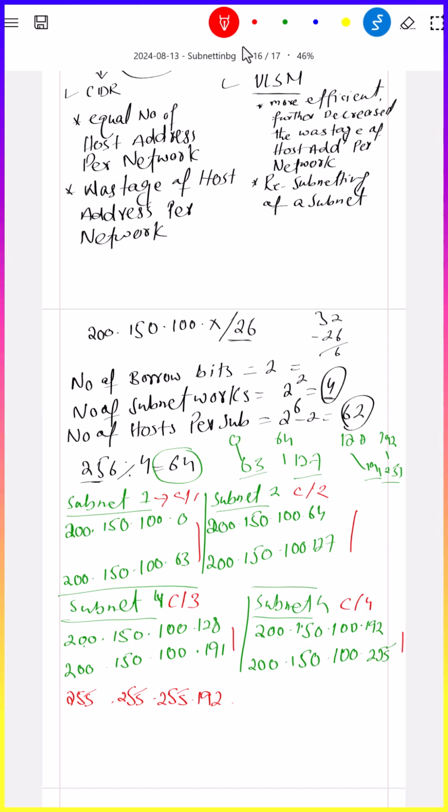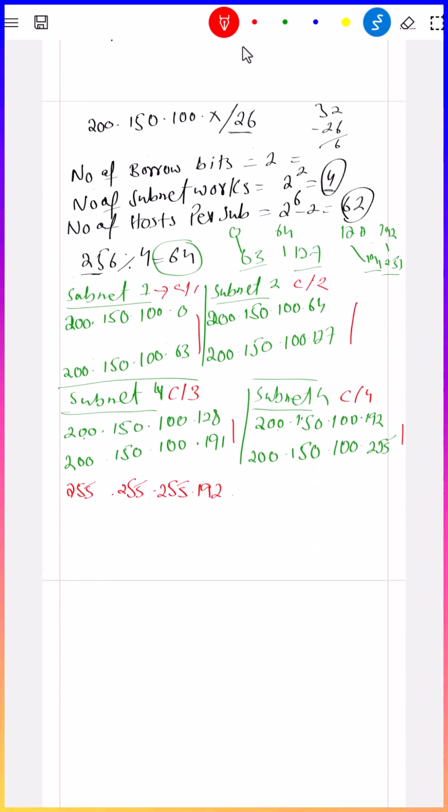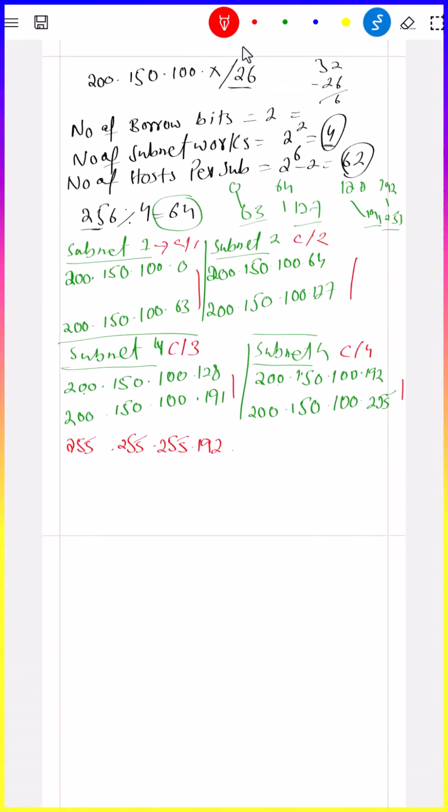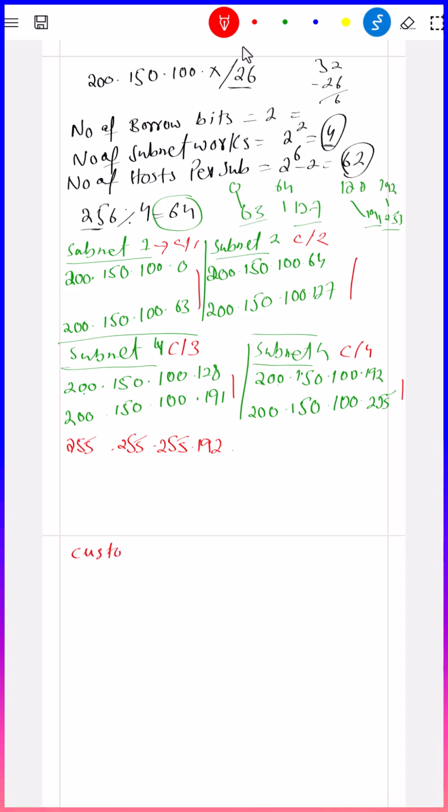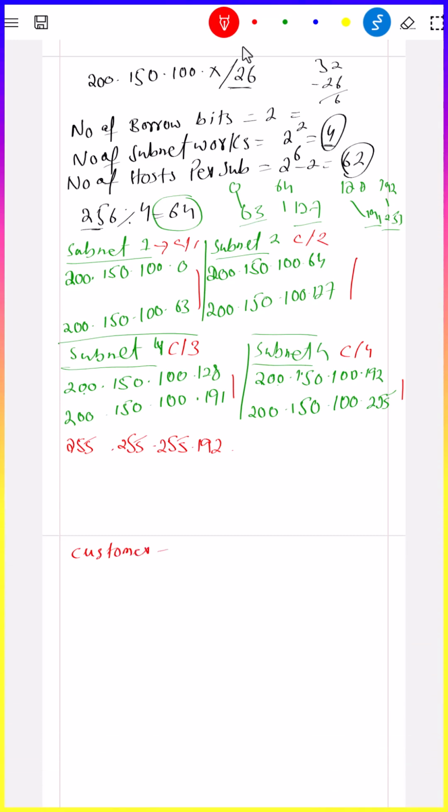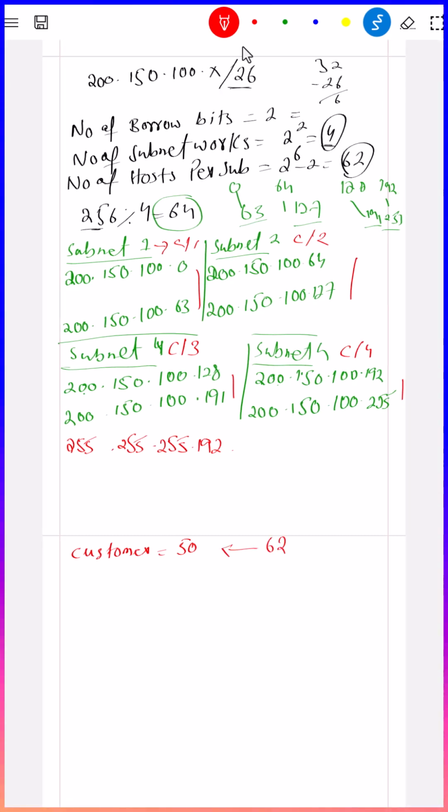Okay, wastage of host addresses per network. Yeah, there is wastage. Like customer A was required to have how many IP addresses, 50, and I'm giving them how much? I'm giving them 62 minimum. Okay, it says 64 but minus 2.